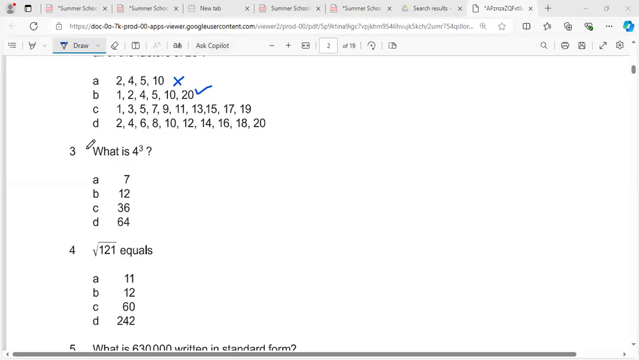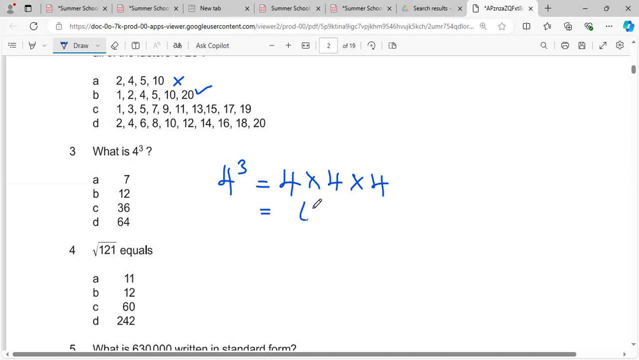Alright, so this one says, what is 4 raised to the third power? And we know that when a number is raised to a power, it means that the power tells us how many times the number must be multiplied by itself. So it means that 4 must multiply by itself 3 times. 4 times 4 is 16. 4 times 16 is 64. So our answer would be D.